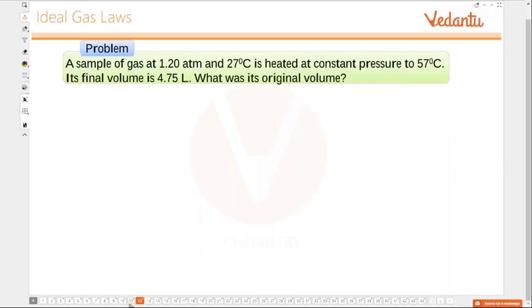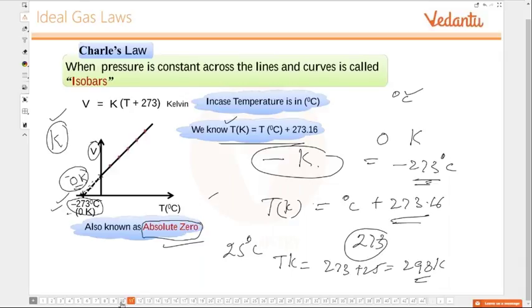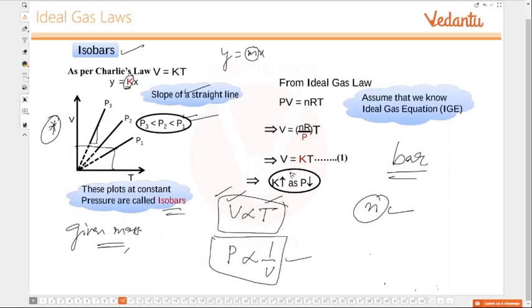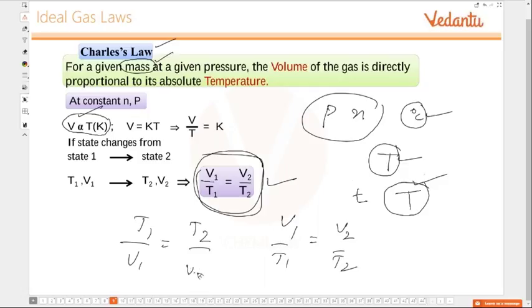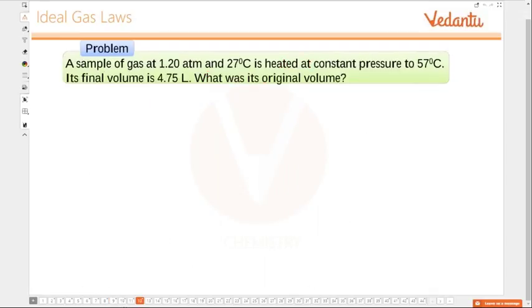So you can use V1 by T1 is equal to V2 by T2. That expression we can use. Either way. V1 by T1 is equal to V2 divided by T2. Even if you write it as T1 by V1 is equal to T2 by V2, you will not get a different answer. It is just the reciprocal; we will have to do it on both sides.